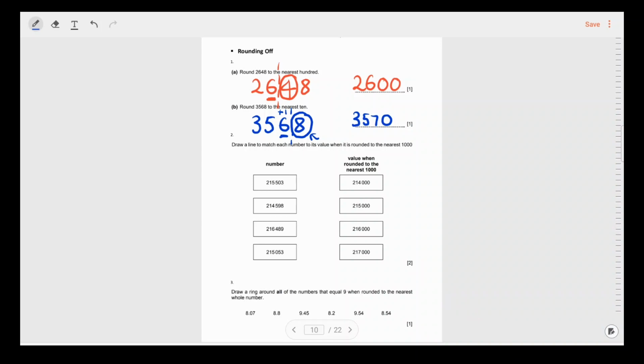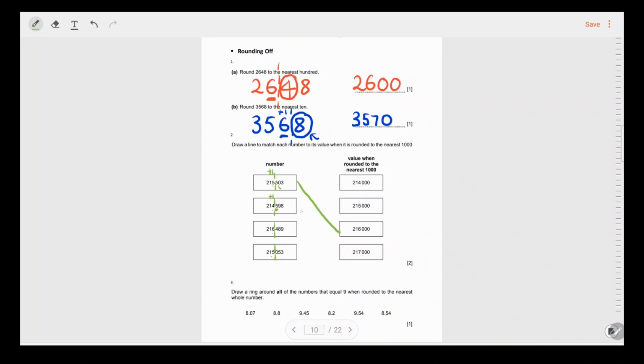Right. So next let's draw a line to match each number to its value when it's rounded off to the nearest 1000. And in order to do this, these are the numbers in the 1000 places. So I will draw a dotted line after that. And here it's 5, so we add 1. So it's 216,000.